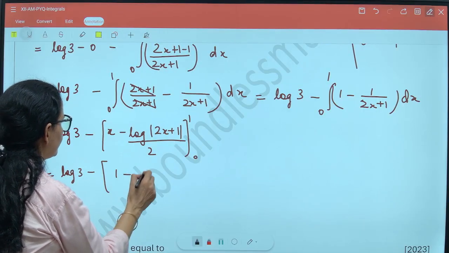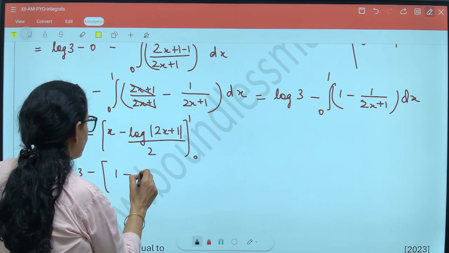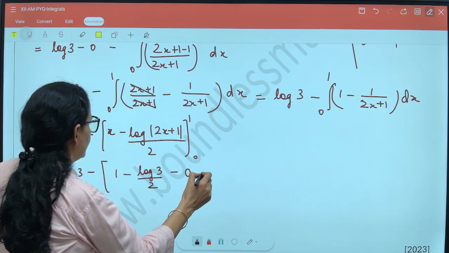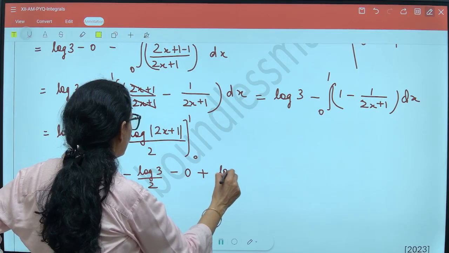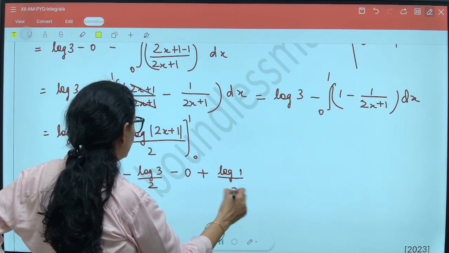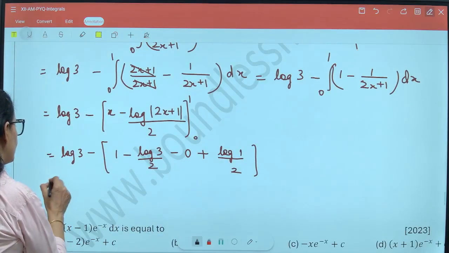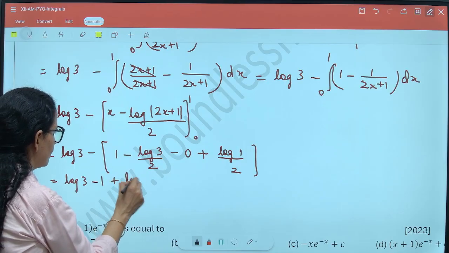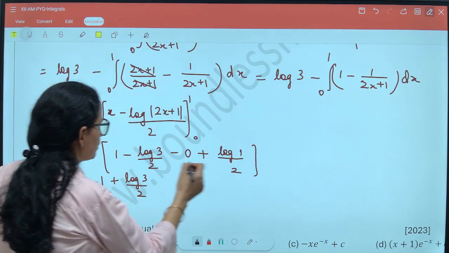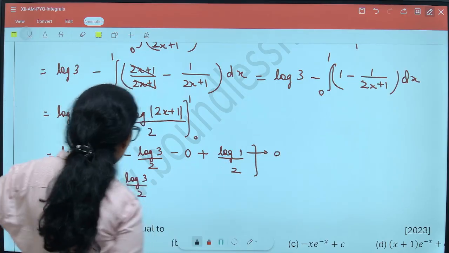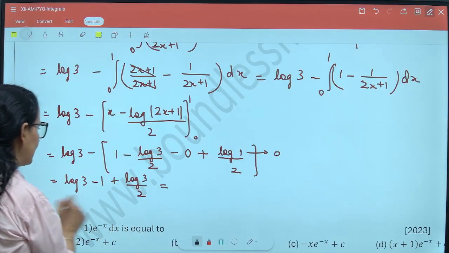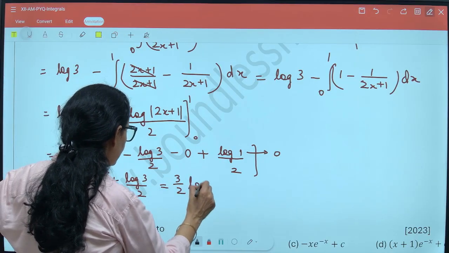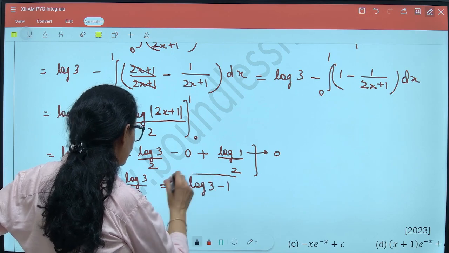So now let's put x as 1. So we have 1 minus log of 2 plus 1 is log 3. So it is log 3 upon 2 minus 0 and minus into minus plus log of 1 by 2. Right? So this is log 3 minus 1 minus into minus plus log 3 by 2. This is 0 and log 1 is also 0, so this term also goes away. This is what you have. Club both the like terms, log terms. It is 1 plus half becomes 3 by 2. So it is 3 by 2 log of 3 minus 1. So this is your final answer.